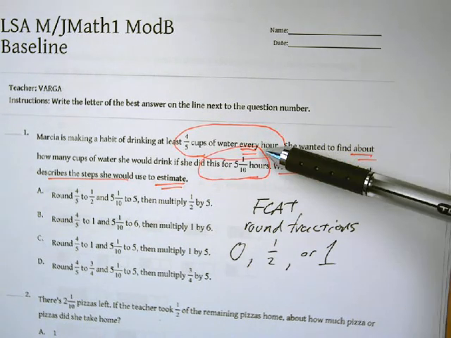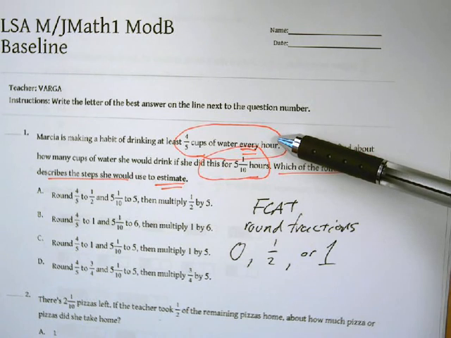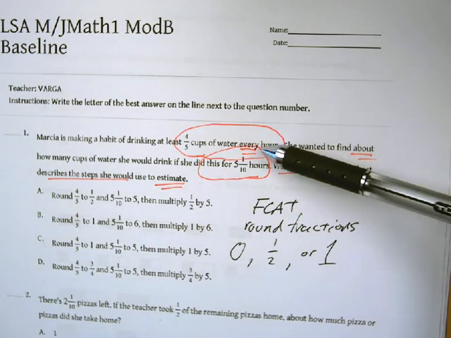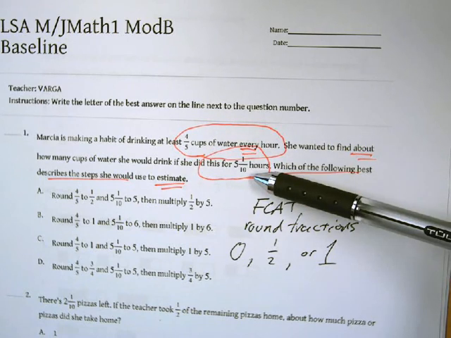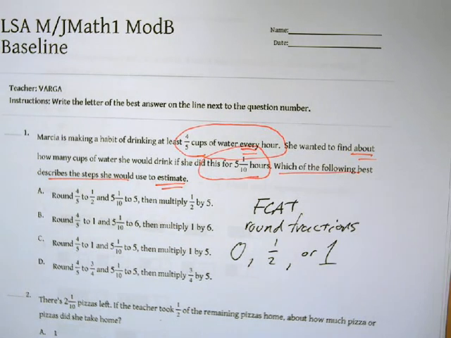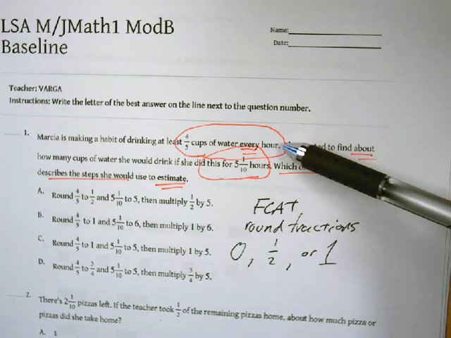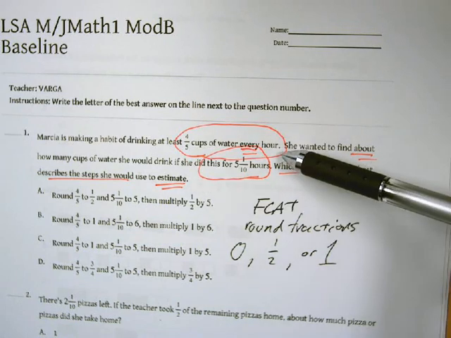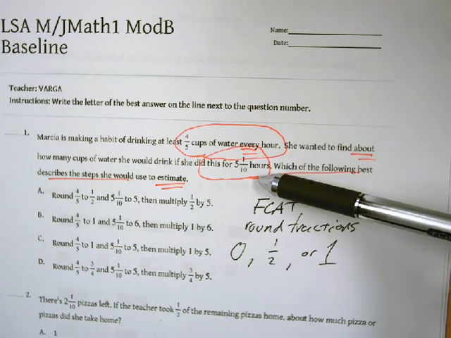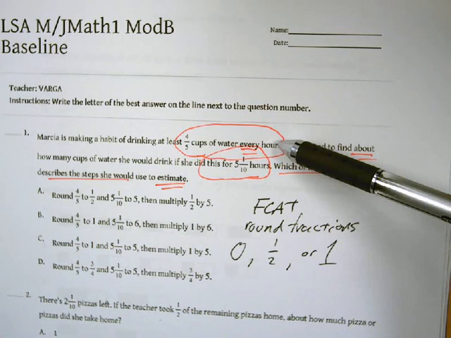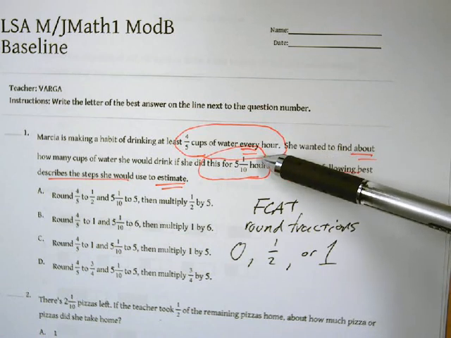Okay, well, let's look at what she's estimating. She wants to get in the habit of drinking 4/5 cups of water every hour, so we know about 1 hour here. What happens if she does it for 5 1/10 hours? This is one of the situations we had in our gallery walk where we have information about one of something. In this case, we know 4/5 of a cup of water in 1 hour, and we have many of them. We have 5 1/10 hours. So we're going to first estimate those, and then we're going to multiply them, because when we know about one and we have many, it's multiplication.